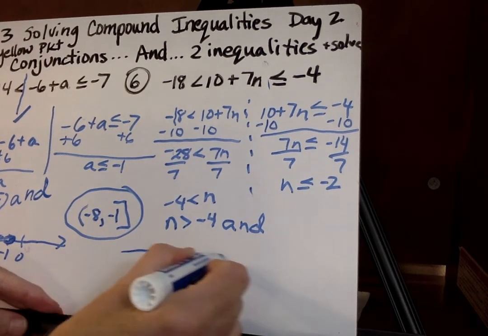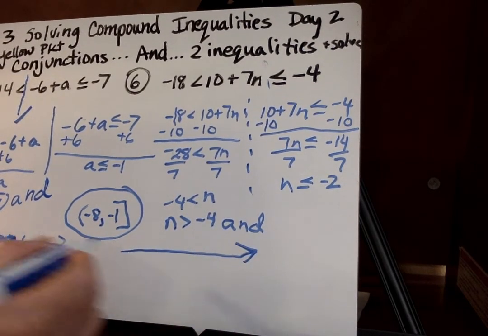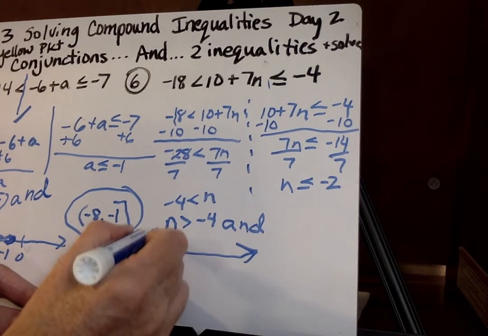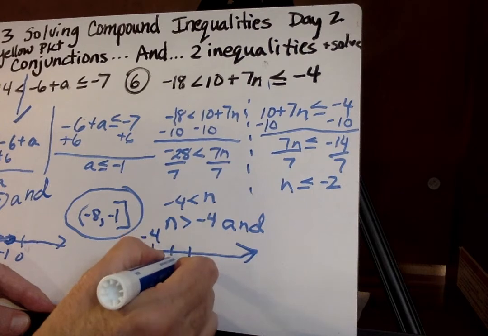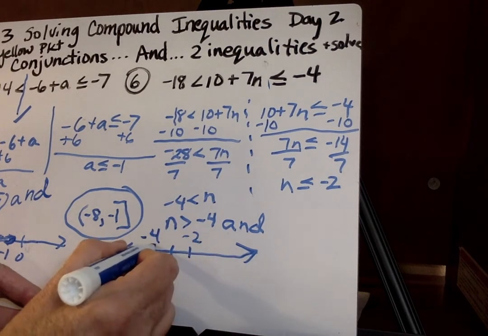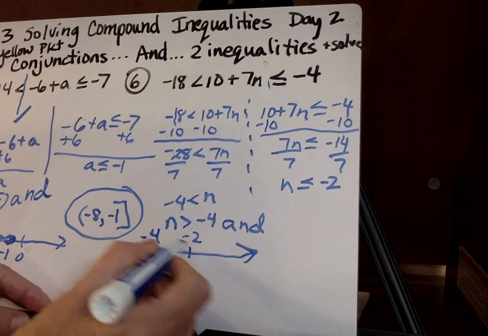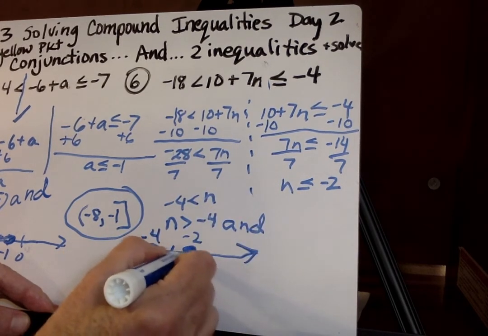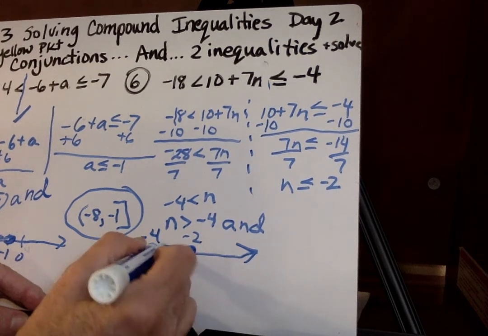So I'll do my number line first. Negative 4, negative 3, negative 2. Greater than negative 4, it's not or equal to, so it's an open dot. Less than or equal to negative 2, that's a solid dot. And shaded in between. Okay?